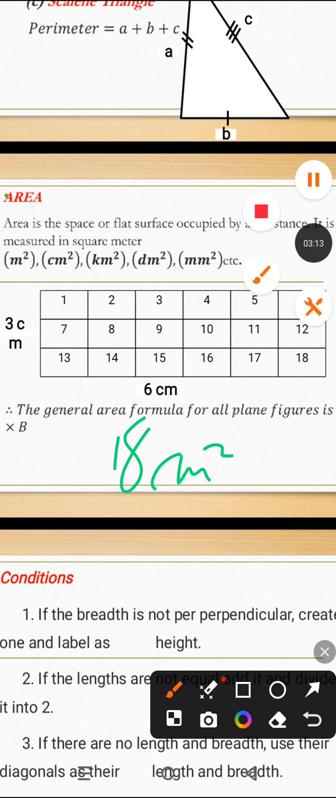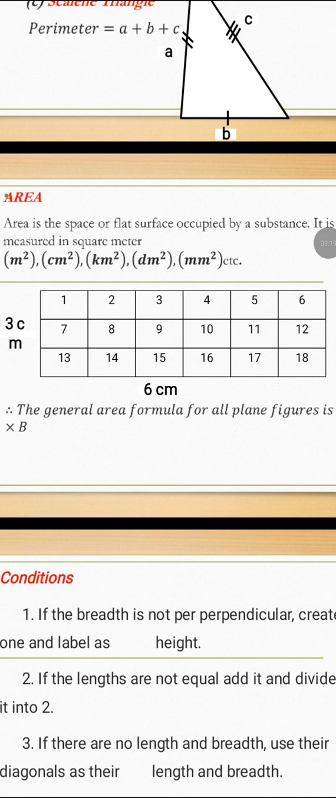So I come again. For perimeter, I said the general formula is just adding all the lengths, the total distance around the space, right? Good. This one, the general formula is length times breadth. Take it. General formula for finding the area of any space available, no matter the shape, whether rectangular or otherwise. So we are going to look at how it happens.